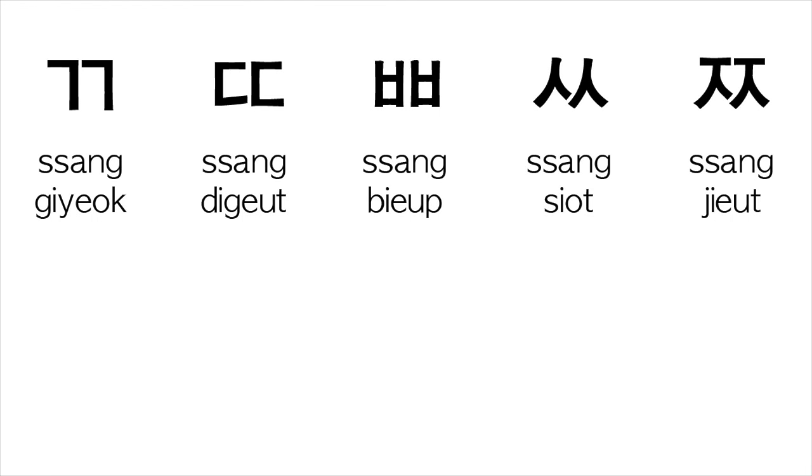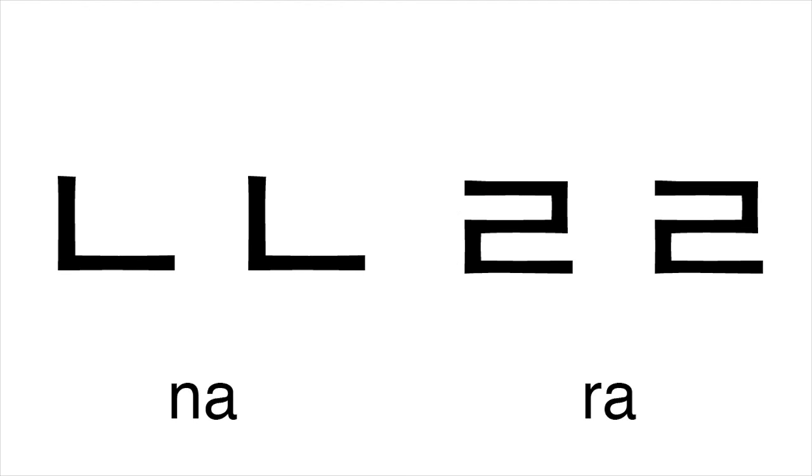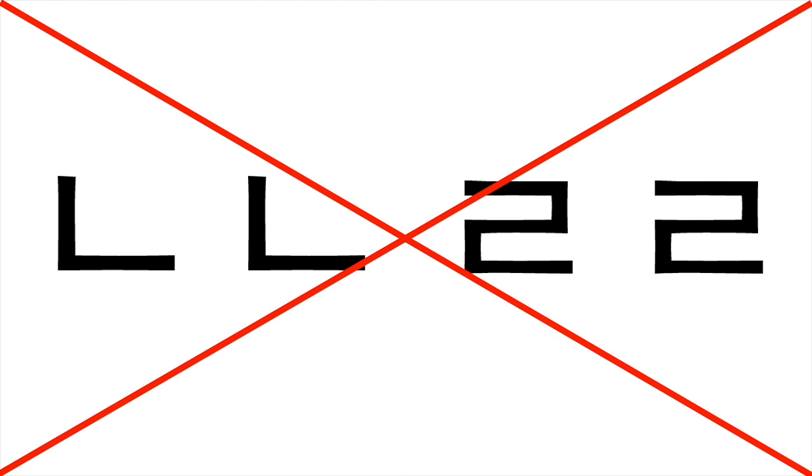These five are the only double consonants made up of the same consonant. So things like sangniun or sangrir don't exist in Korean as its own character. The sounds exist, you know, I can say na and ra harder like na and ra, but these won't exist as a double consonant character. It would exist as separate letters.